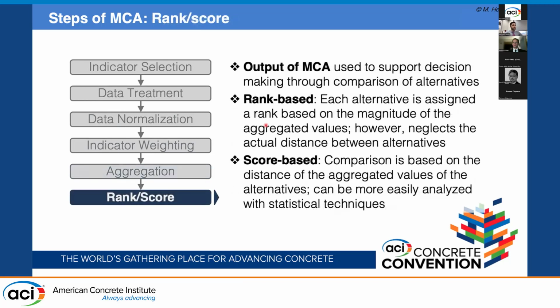And finally, from this process, we have the output, which is what we use to support decision-making. This could be a rank of the alternatives, such as ranked first, second, third, fourth, or it could be a score on some sort of continuous scale, like 0 to 10 or 0 to 100. We can use those values to make the judgment as well. And so this information can be used to support decision-making by comparing the alternatives.